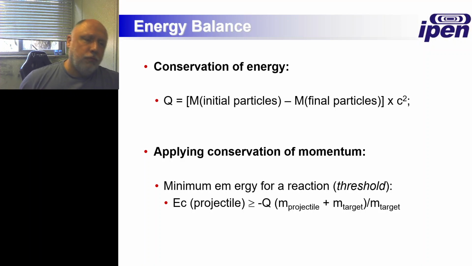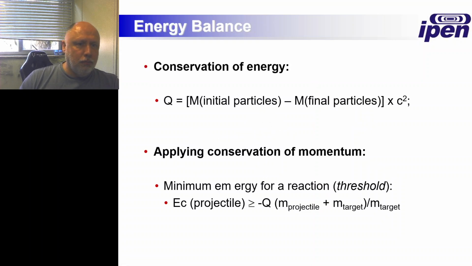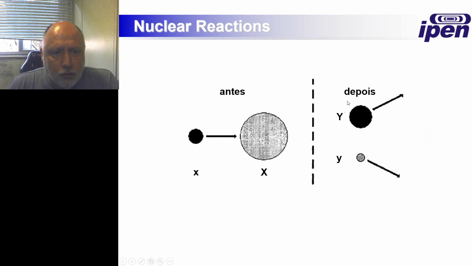So conservation of energy is essentially the mass of the initial particles minus the mass of the final particles, right? The mass of all this plus this, minus the mass of all this. So there are two cases. If these guys are heavier than these guys, then Q is positive, and this reaction releases energy. If these guys are lighter, meaning some mass disappeared during the reaction, this is an exothermal reaction. You produce energy by it.